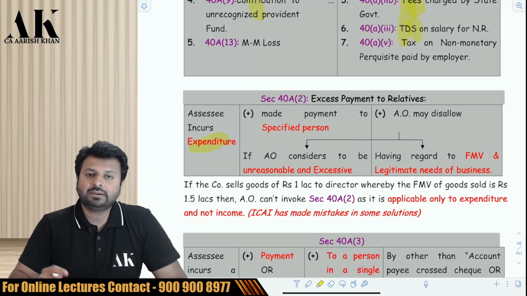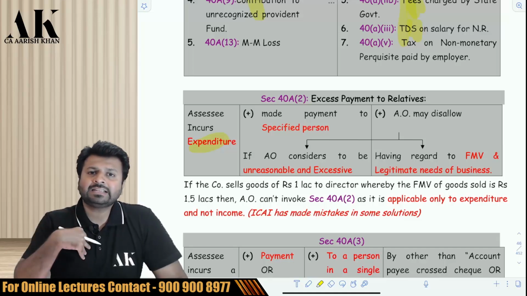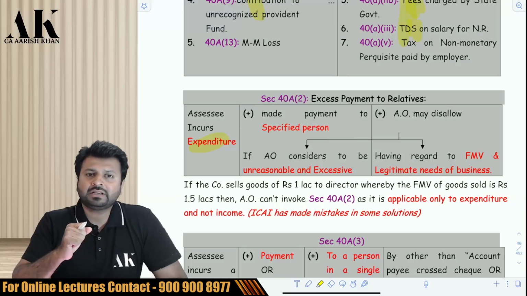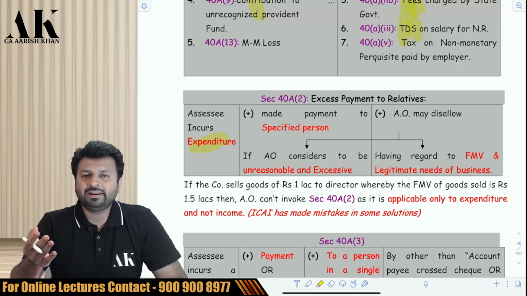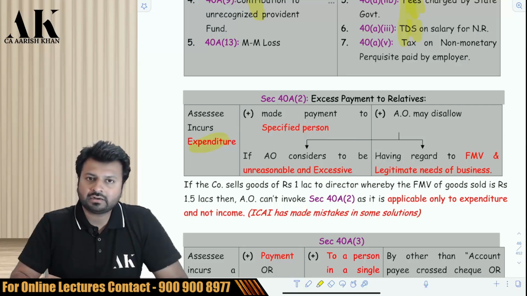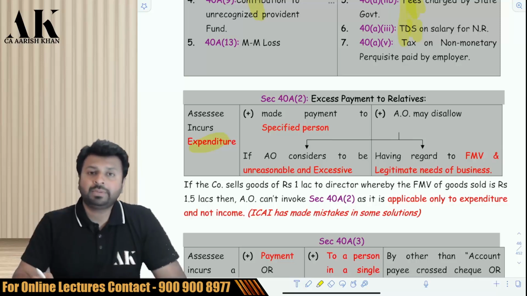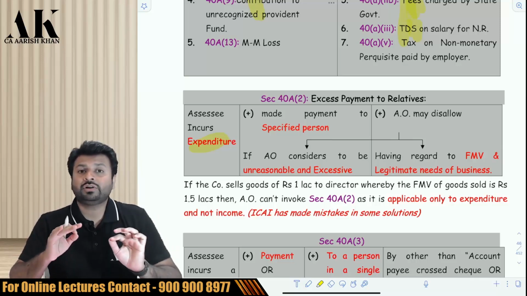Now take an example. Suppose I am a company and you are a director, and director and company are considered to be related parties as per income tax law. I am making a sale of goods to you, the director, my related party. You give me 1 lakh rupees, but the fair market value of that product is 1,50,000 rupees. Will that extra 50,000 be added back under 40A2? The answer is no, because this extra 50,000 is not an expenditure.